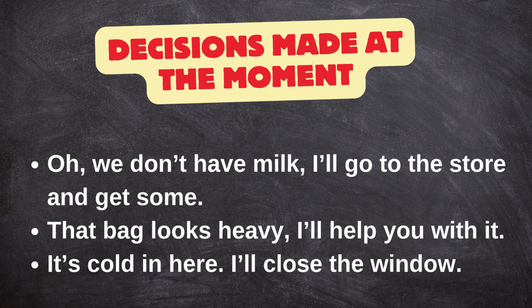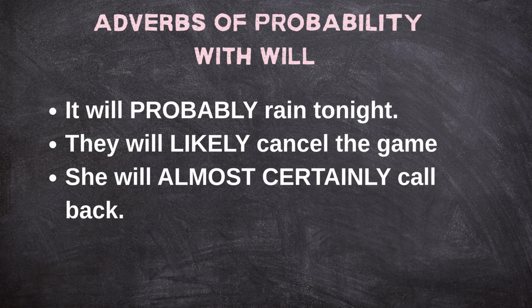Oh, we don't have milk. I'll go to the store and get some. That bag looks heavy. I'll help you with it. It's cold in here. I'll close the window. Also, we can use will with adverbs of probability, just like in these sentences. It will probably rain tonight. They will likely cancel the game, and she will almost certainly call back.